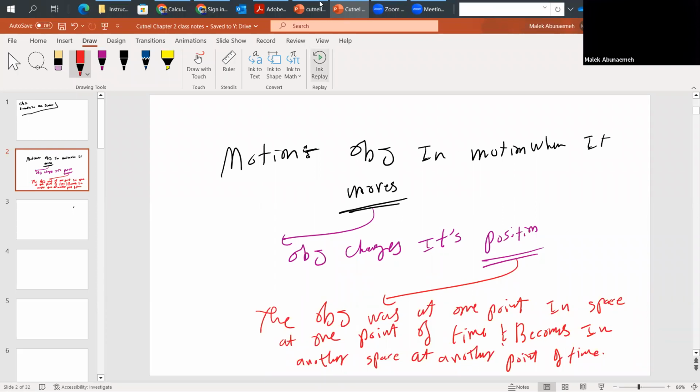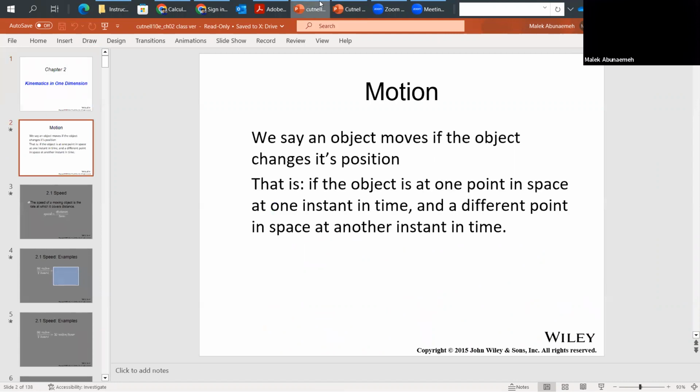And that's what brings us into our kinematics in one direction. That's what we just defined. We define the motion. We say the object moves if the object changes its position. That is, the object is at one point in space and one instant of time, and a different point of space and a different point of time.